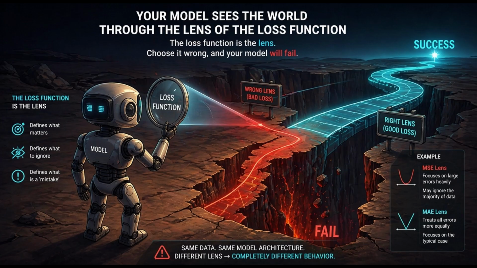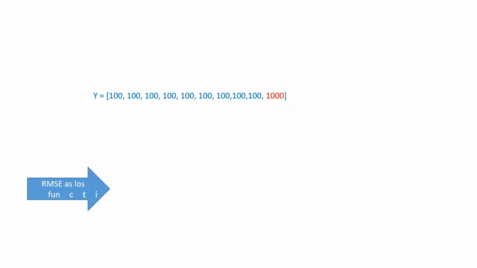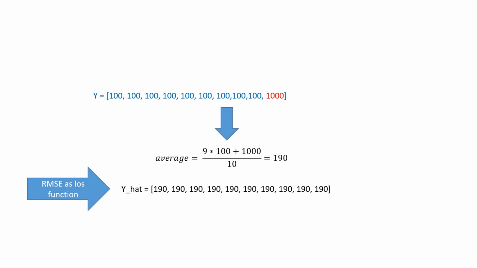To really understand this, let's look at a simple but powerful example. Imagine you have this data set. 9 values are 100, and 1 value is 1000. Now here's the interesting part. Depending on the loss function you use, your model will learn completely different things. Imagine we consider MSE as our loss function. So the model says, the best single prediction for all data points is around 190. Why? Because MSE tries to match the mean of the data. If you compute the average, it is equal to 190.